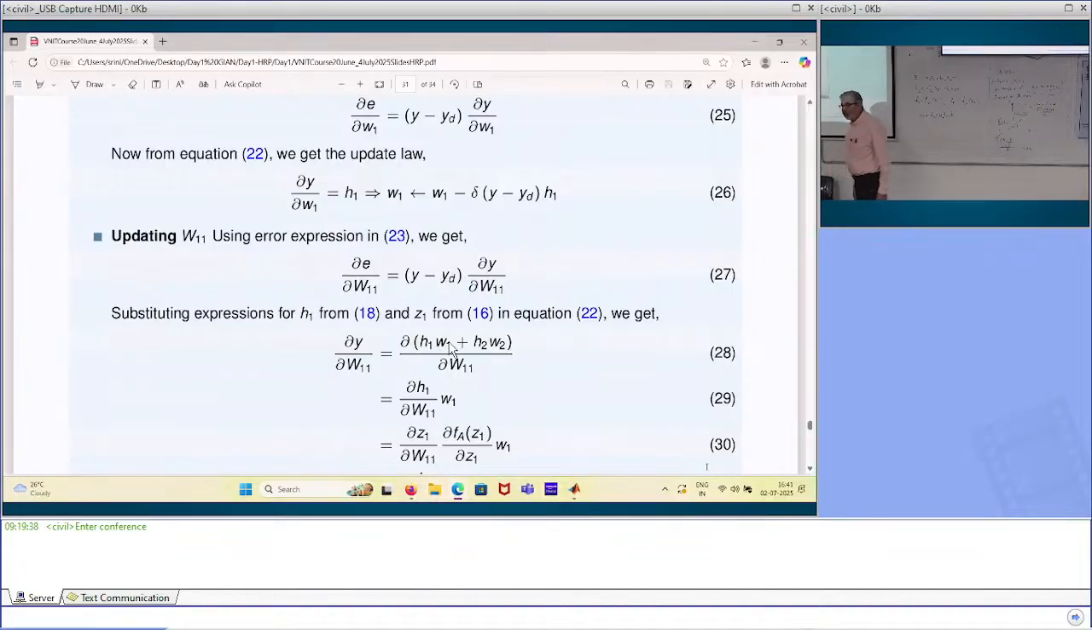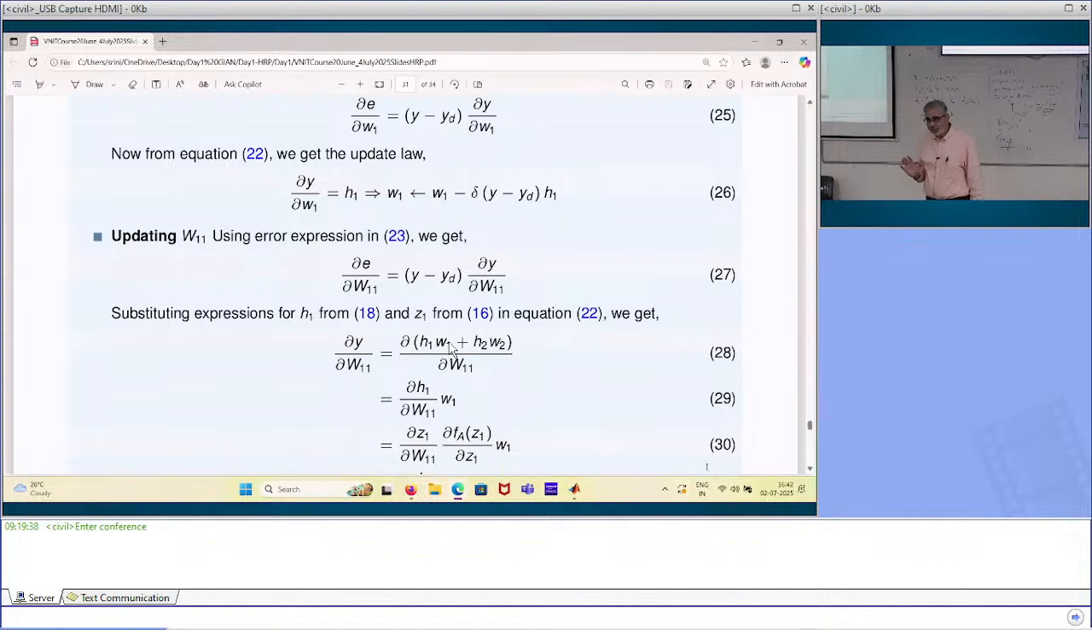Do you have y minus d available to you or not? When you are doing this training, do we have y minus d available to us? Yes? Because we can use the neural network to calculate y, and yd is part of the data. So this error is available to us. H1 is available to us, right? There is a definite process to find H1 given X1 and X2. So now we can use equation 26 to update W1.